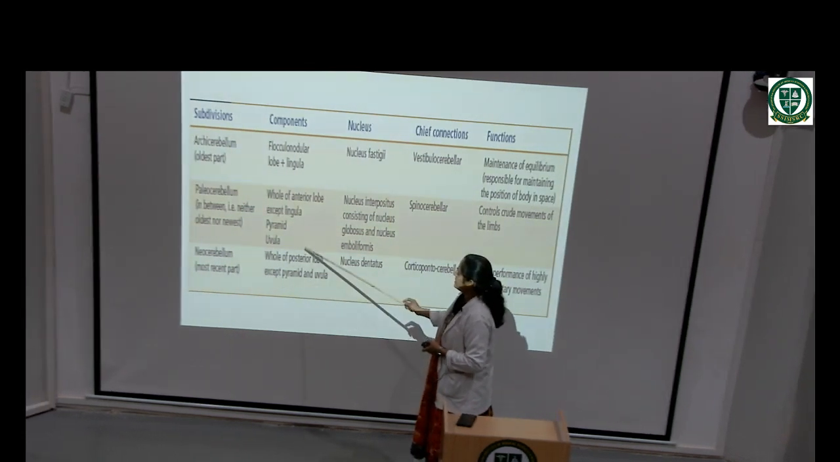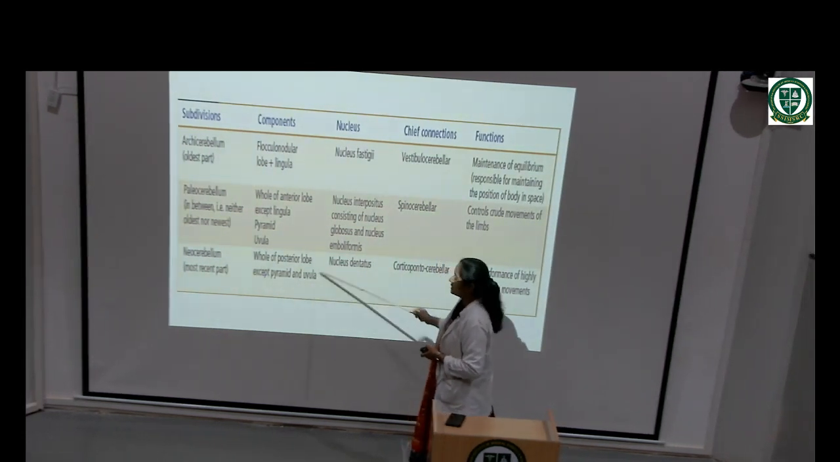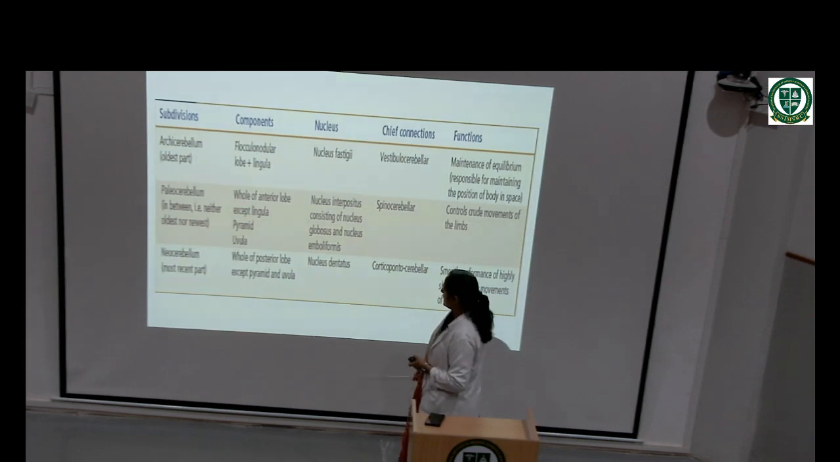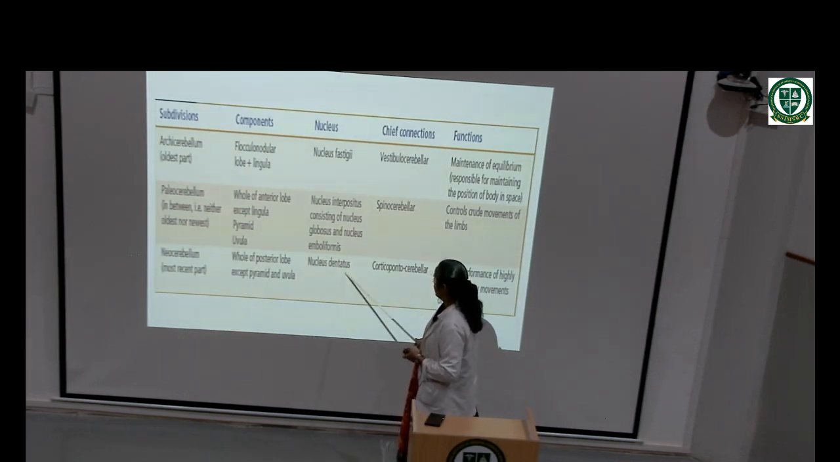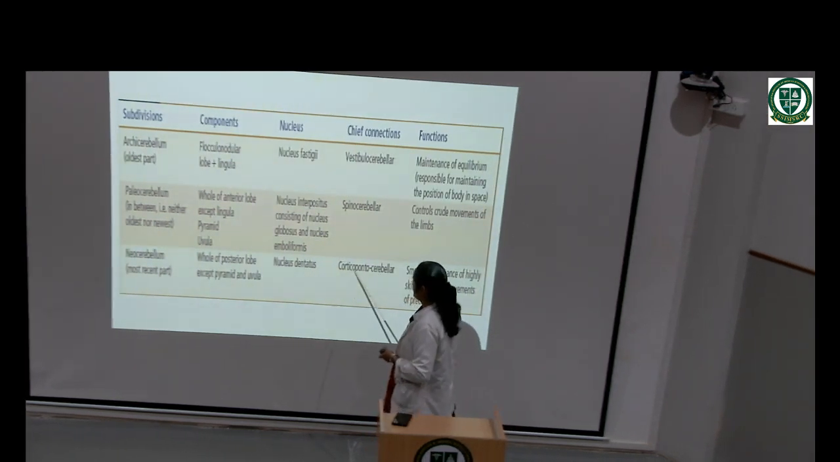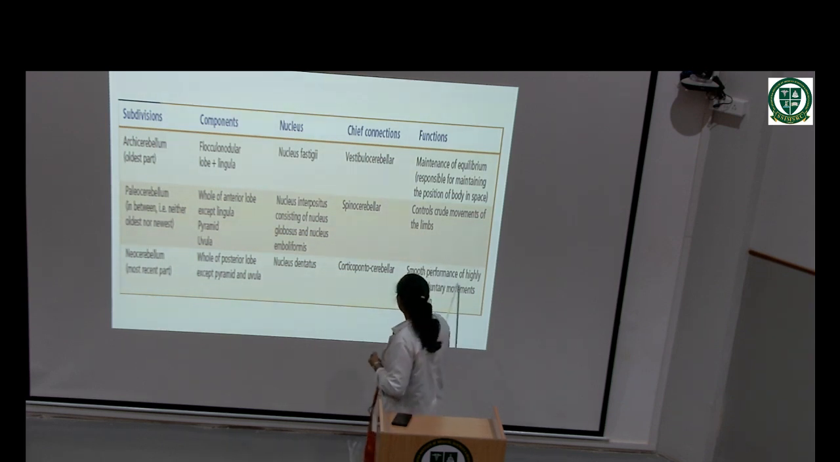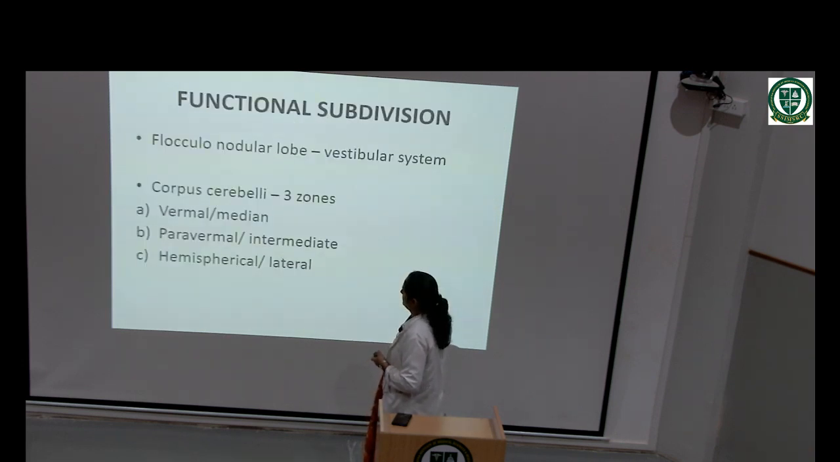Neocerebellum is represented by the entire posterior lobe or also the middle lobe except for the pyramid and uvula, and its chief connection is with the nucleus dentatus, receiving impulses from the cortex and the pons, and its main function is smooth performance of highly skilled voluntary movements of precision. Now, coming to the functional subdivisions.